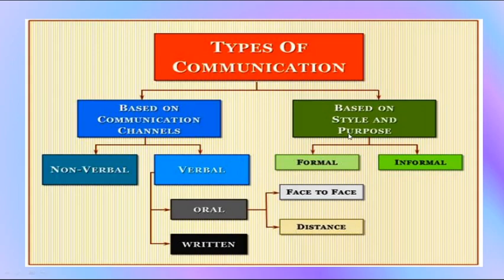Next we have types of communication based on style and purpose, which is divided into two parts, that is formal and informal. Formal communication is where the information is passed through a predefined channel or in a systematic way. We can also call it official communication. Whereas informal communication is the one that does not follow any predefined channel. Therefore, it is considered a very natural way of communication that we use in our daily life while communicating with our parents, with our friends.